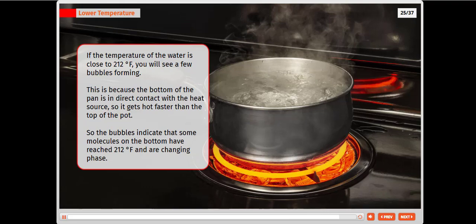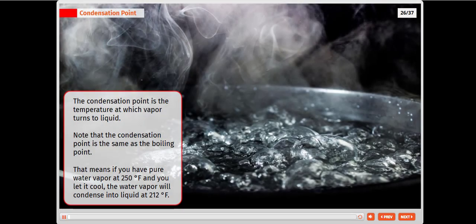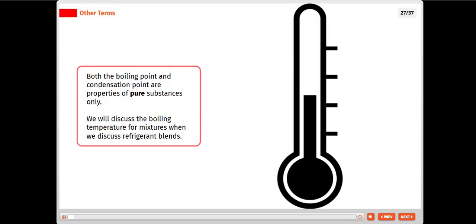The condensation point is the temperature at which vapor turns to liquid. Note that the condensation point is the same as the boiling point. That means if you have pure water vapor at 250 degrees Fahrenheit and you let it cool, the water vapor will condense into liquid at 212 degrees Fahrenheit. Both the boiling point and condensation point are properties of pure substances only. We will discuss the boiling temperature for mixtures when we discuss refrigerant blends.